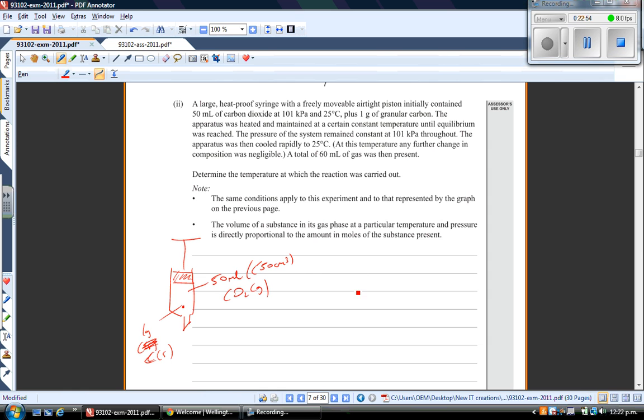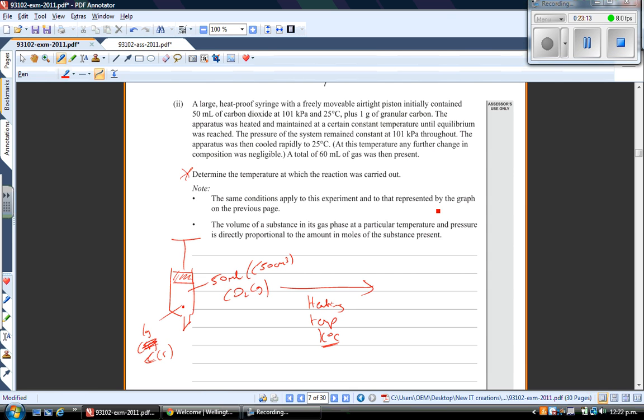from our equilibrium equation. Then there's a certain temperature we don't know, that mixture is heated to. So heating temperature, X degrees Celsius, we don't know. And this is what we need to find out. Determine the temperature at which the reaction was carried out.